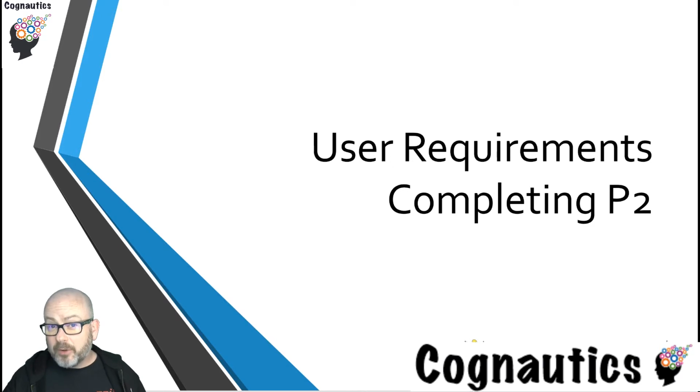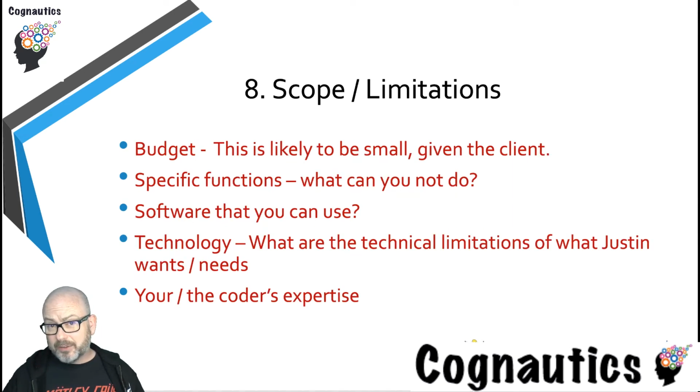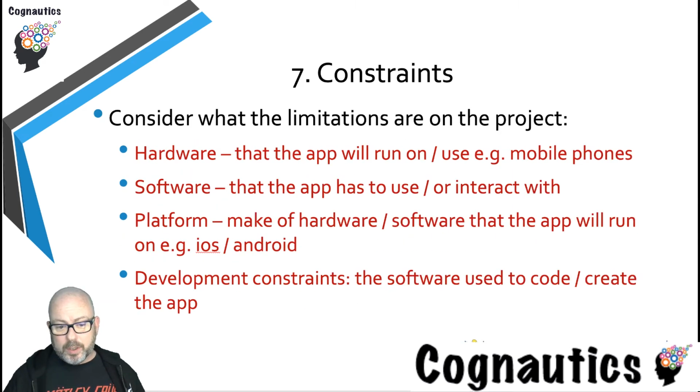We've now reached the final part of this task, and this involves considering the constraints and the scope and limitations. We're going to start by looking at the constraints first of all. For this section, you need to consider what limits there are on the project.